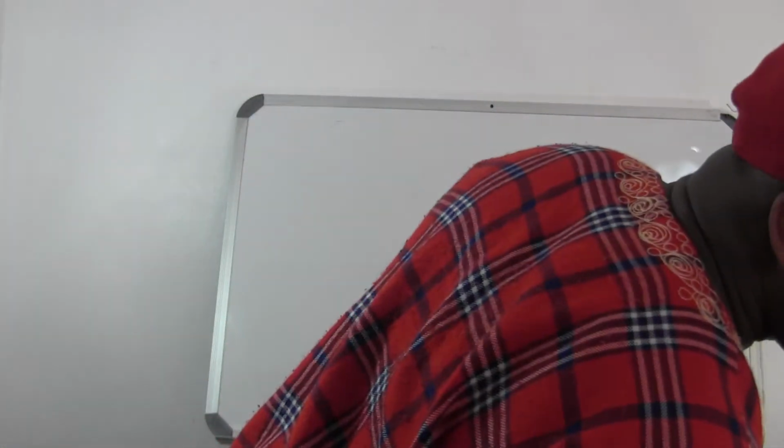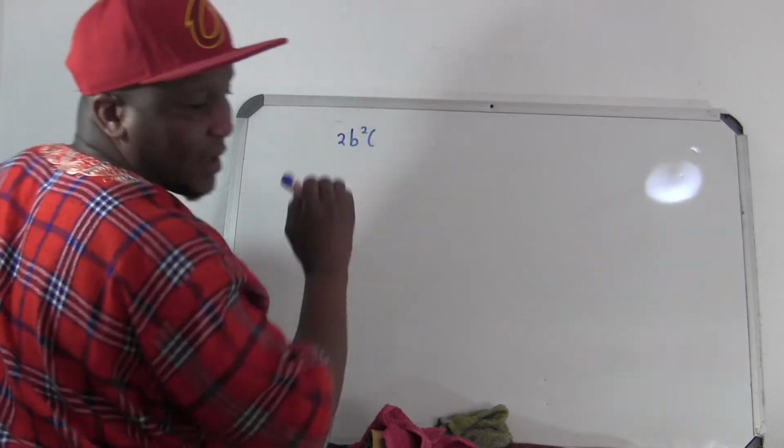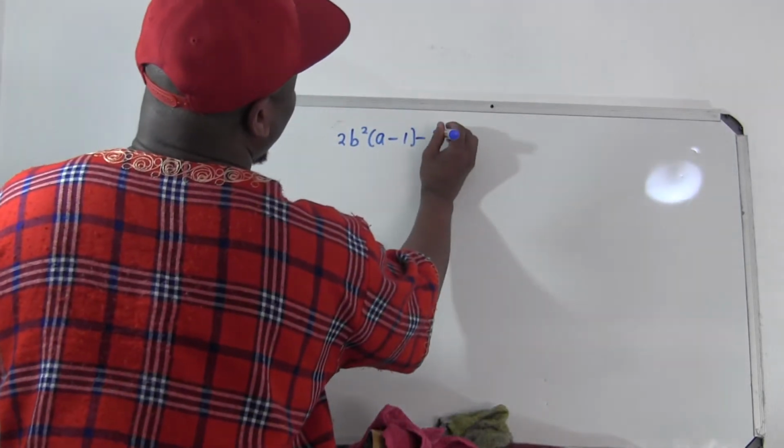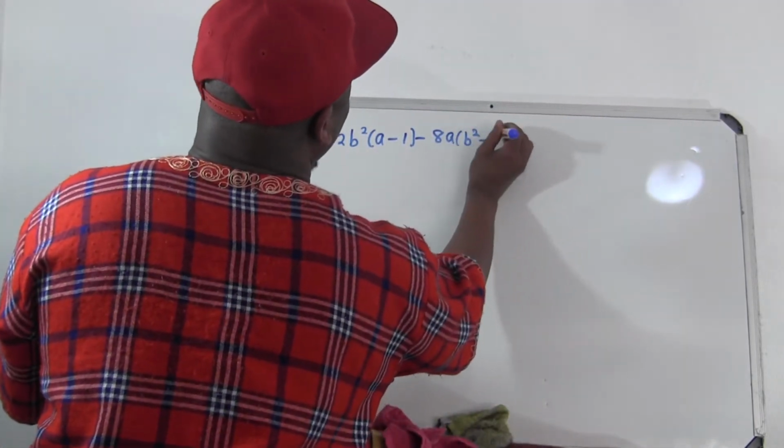Okay, question number 10, 2b squared times the bracket, b squared minus 1, and then we have minus 8a, b squared minus 1, plus 1, choose. Okay, this is question number 10.